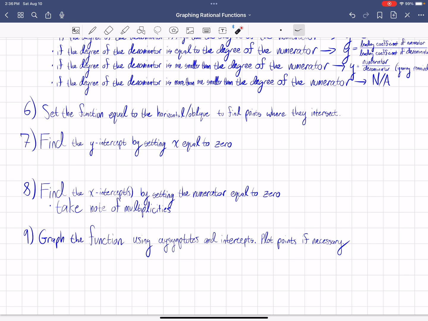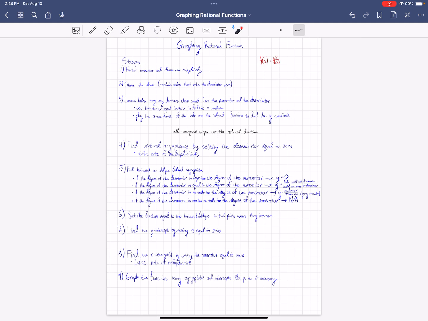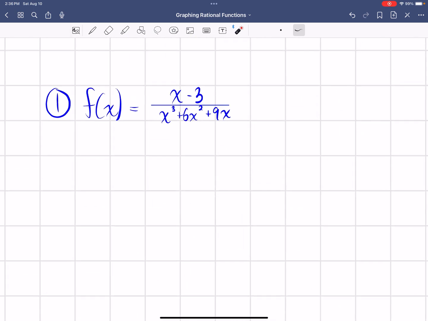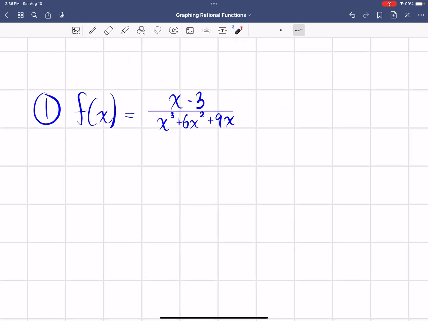So anyways, let's move on and do a couple of examples. We have 3 problems here. I tried to have them include various aspects. So let's look at the first one.